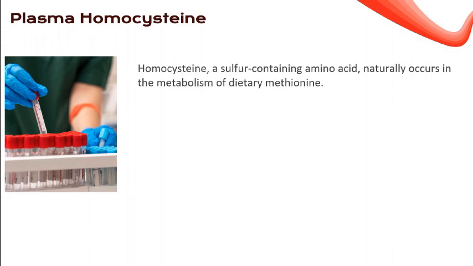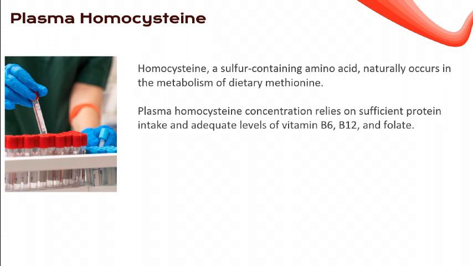This sulfur-containing amino acid might be small, but its role in arterial health is massive. Let's unravel the secrets together. Let's start at the beginning. Homocysteine is like the VIP guest in the metabolism of dietary methionine. But how does it become the center of attention in our health story?